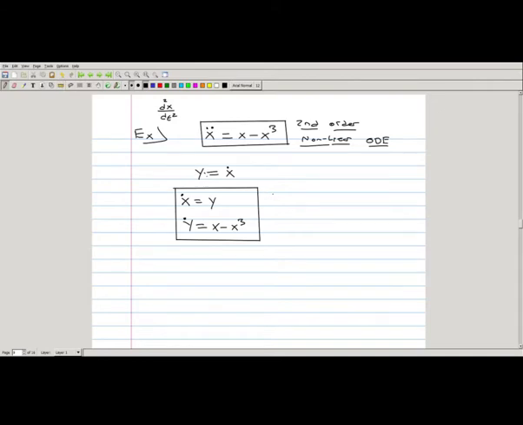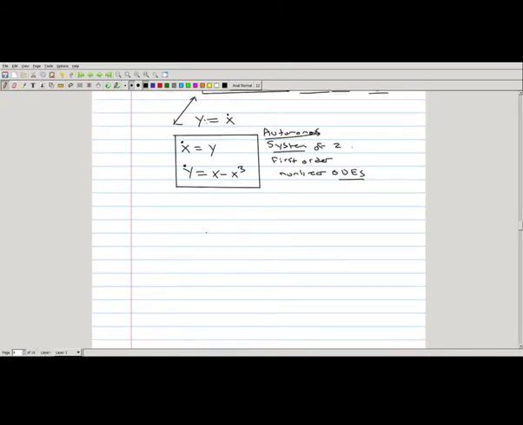And this is a system of two first order nonlinear ODEs, which is equivalent to the single differential equation that we started with. This is also an autonomous system. So we can go through and apply the theory that we've just constructed.